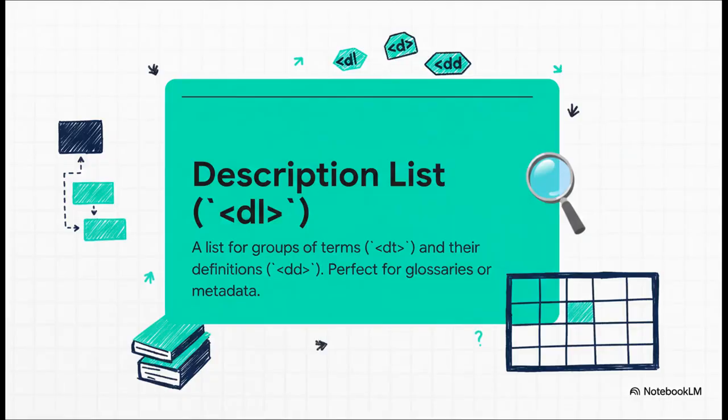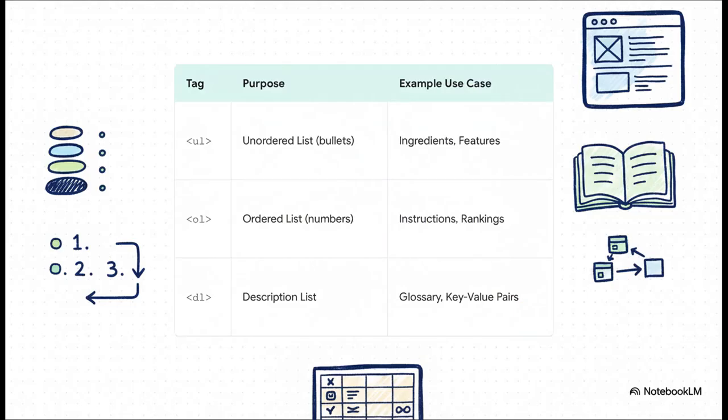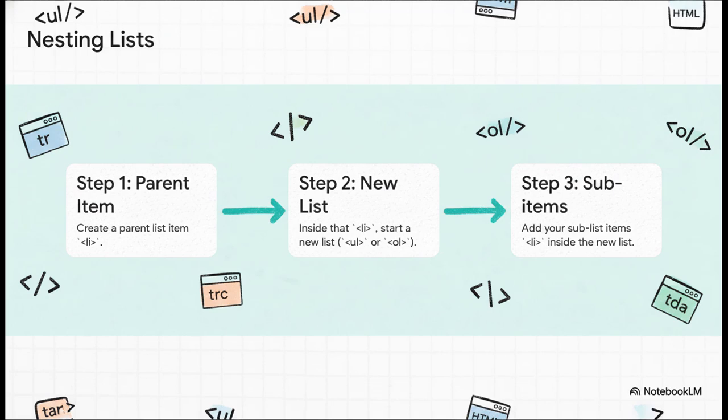But what if you're not just listing things, but you're actually defining them? Pairing a term with its description. Well, HTML has this covered too, with the description list. It's just perfect for glossaries or any kind of key value data. So these three list types, unordered, ordered, and description, they're going to cover almost every scenario you can think of. And notice how each tag doesn't just define the meaning, but it also gives the browser a default structure to work with. Pretty smart.